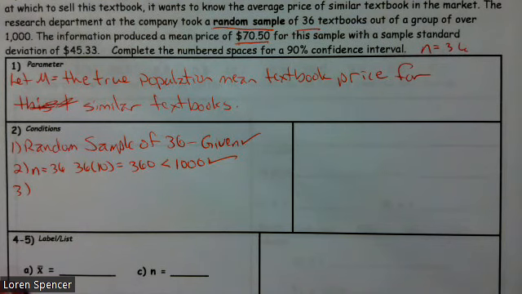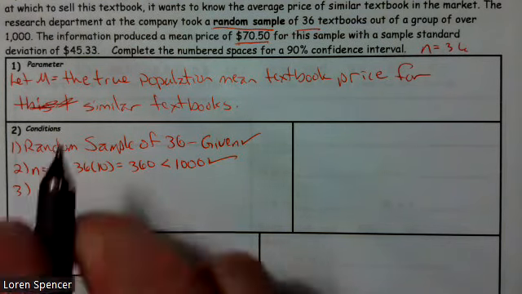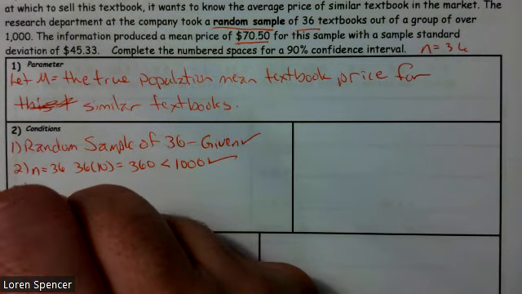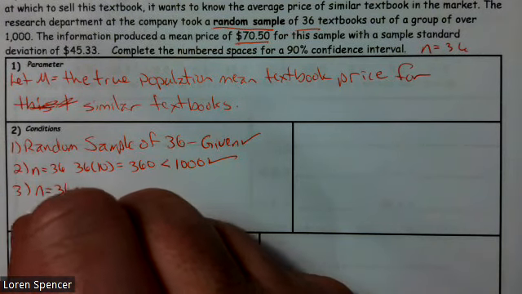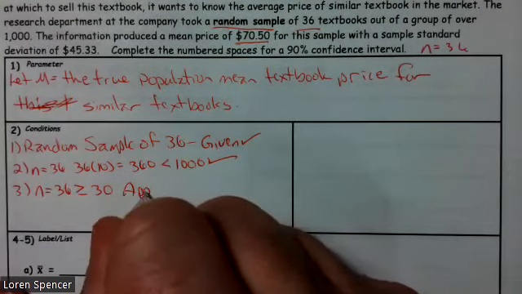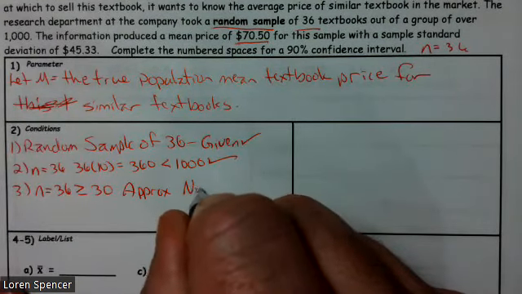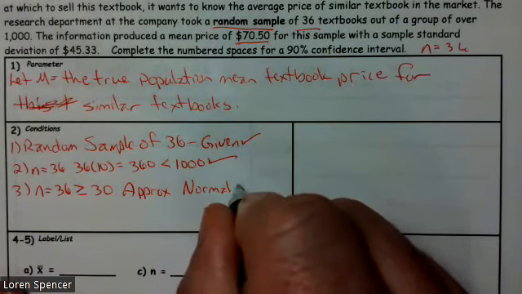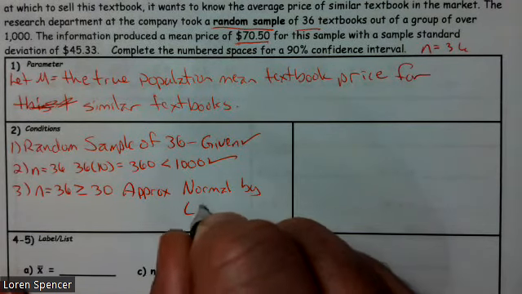3, normality. Well, they didn't tell us it was normal, but N equals 36. We always compare that to 30. So it's approximately normal by CLT.